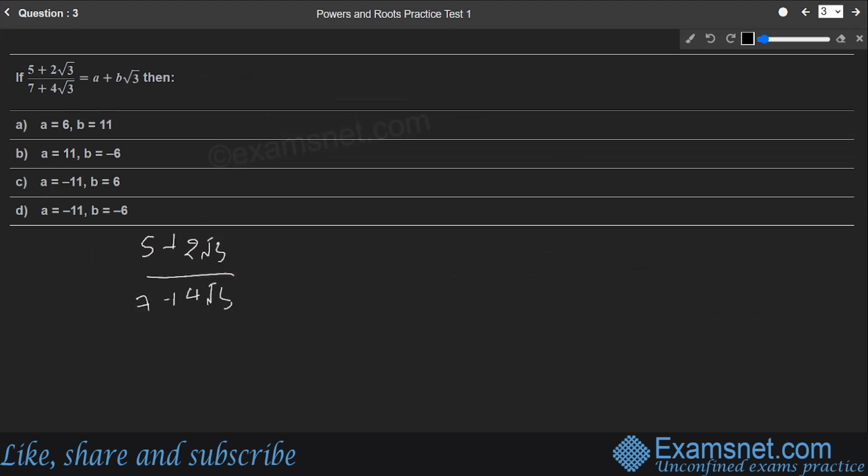To simplify this left hand side, what are we supposed to do? We are supposed to take the conjugate of it. What is the conjugate? The denominator with reversed sign. So it's going to be multiplied by 7 minus 4 root 3 and also divided by 7 minus 4 root 3. So we have taken the conjugate of the denominator, which was 7 plus 4 root 3.